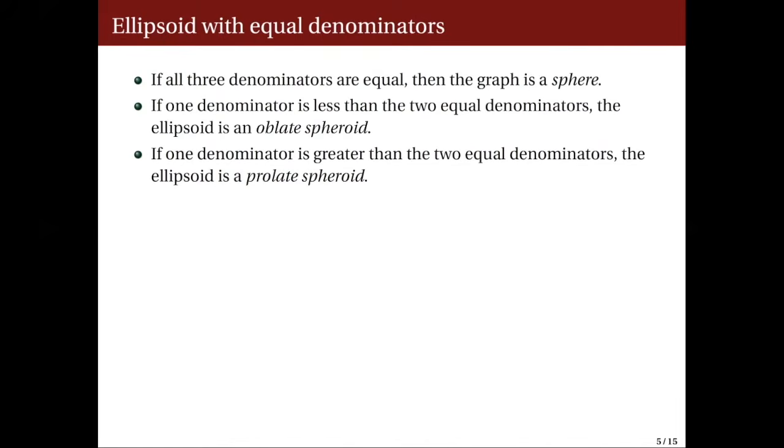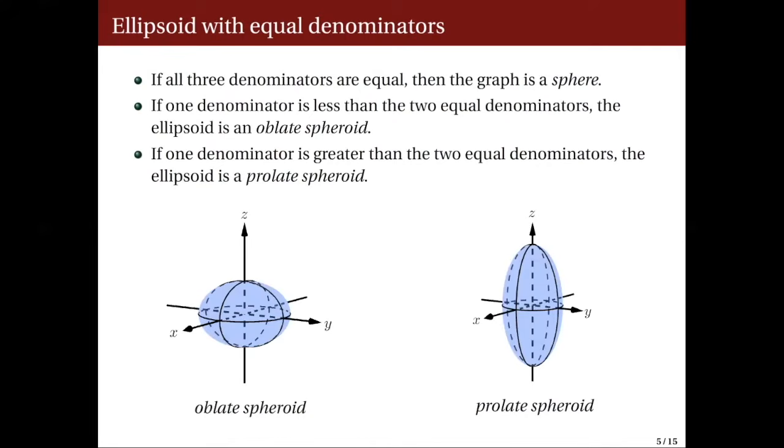Let me show you an illustration of an oblate spheroid and an illustration of a prolate spheroid. Please do not get confused that when I rotate the prolate spheroid 90 degrees, I will get an oblate spheroid. That is not the case.